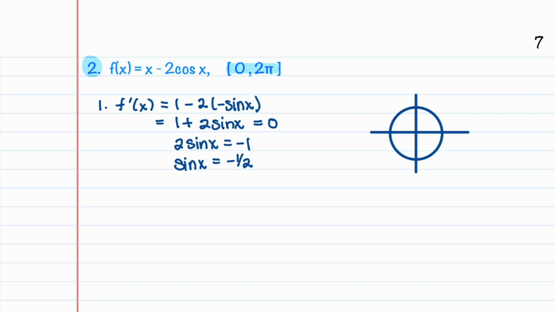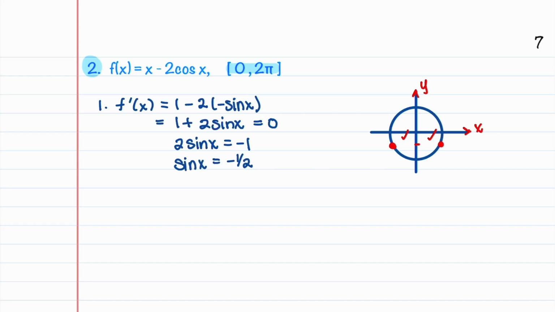I went ahead over here on the right and drew a unit circle so that we can find the values of x where sine is equal to minus 1/2. Sine of x is going to be negative in this quadrant and in this quadrant. Sine you always associate with y, and this is our y. This guy is our x. So when y is minus 1/2, that's right here, so that's this point and this point.